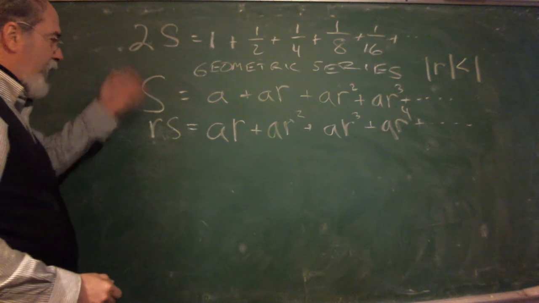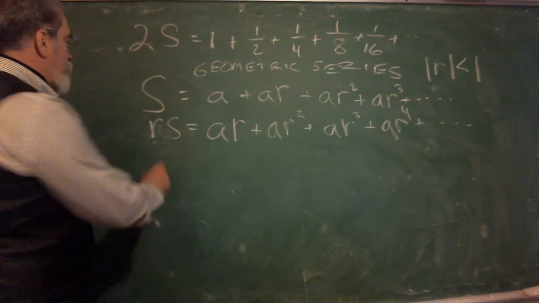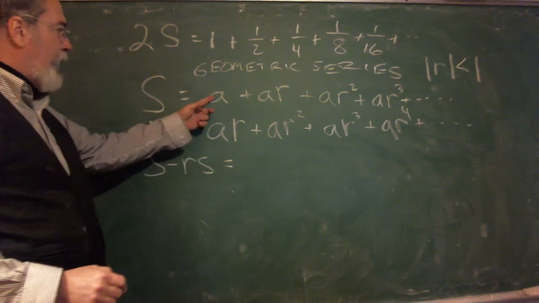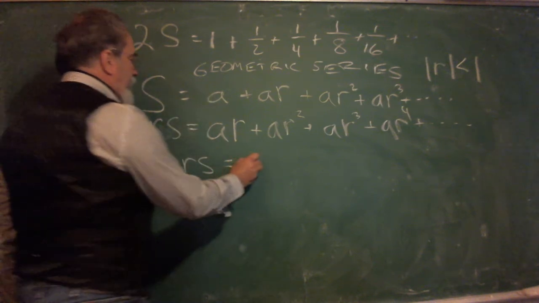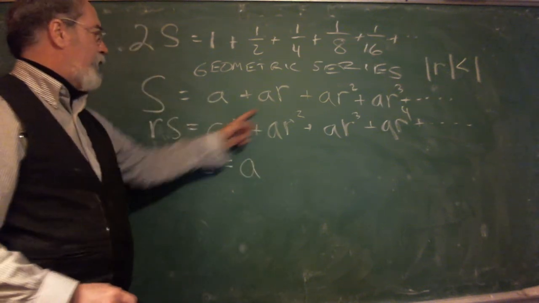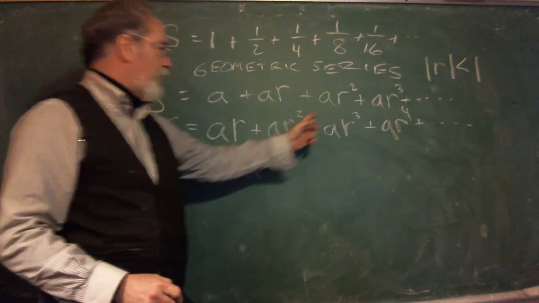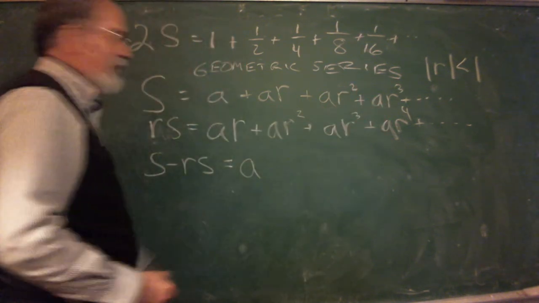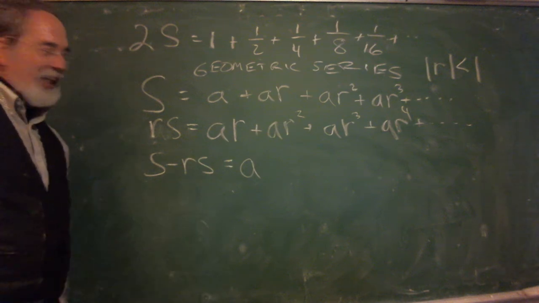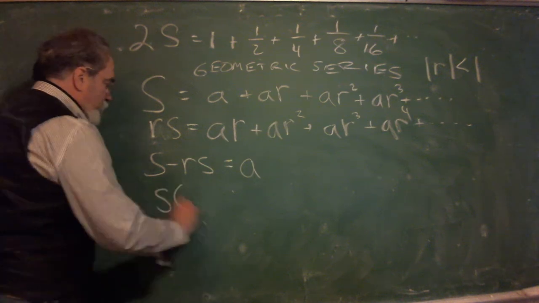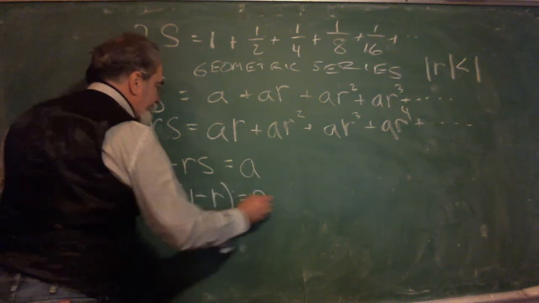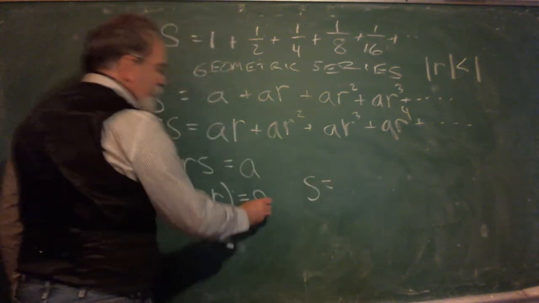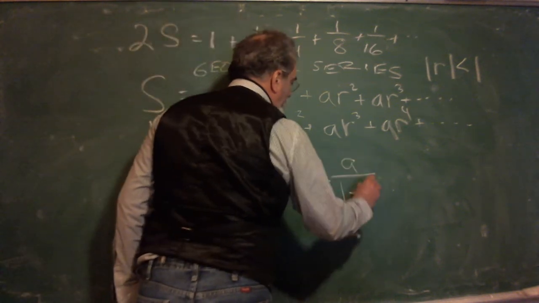And now let's do Becca's move there. Let's just subtract these guys. Doesn't matter which way you subtract. If I do S minus RS, I get A, nothing to cancel with. So let's just leave the A. But I have AR minus AR, AR squared minus AR squared, AR cubed minus AR cubed, etc. Oh, there's nothing else to write. I like it this way. This is good. So now, factor out the S, because we care about it. All right, so the sum is equal to the first term divided by 1 minus R.